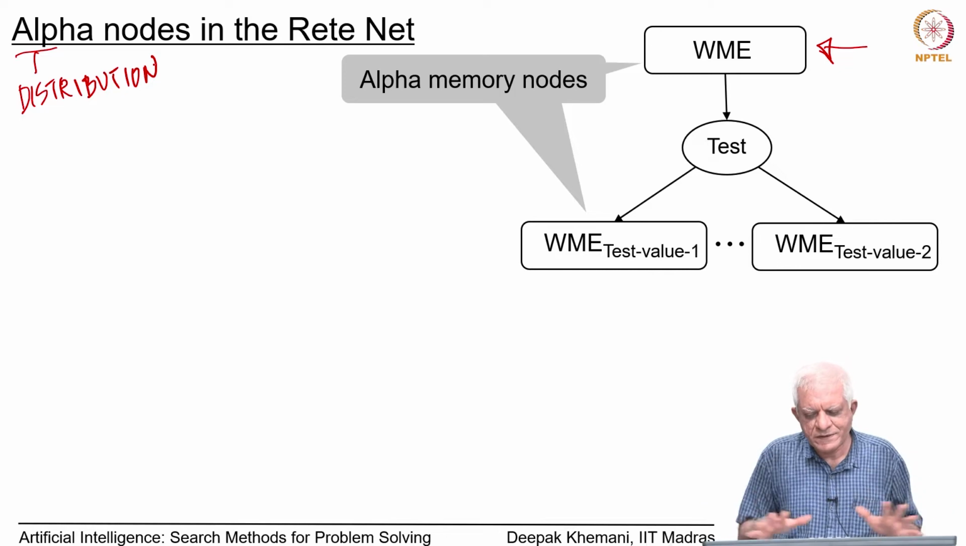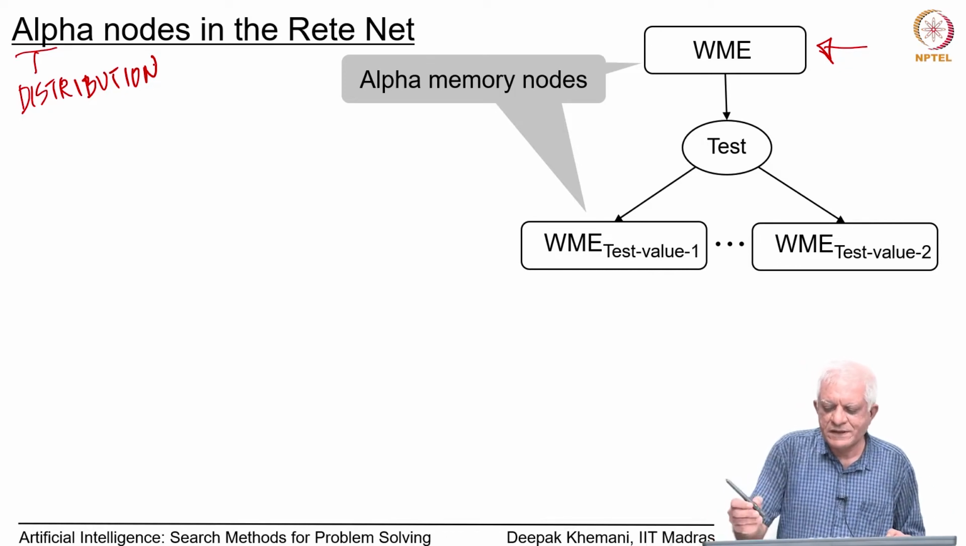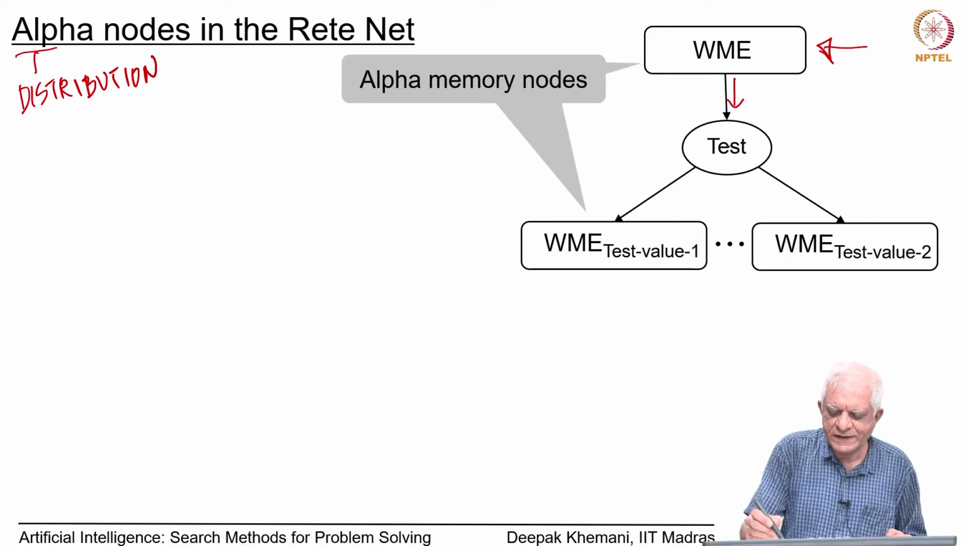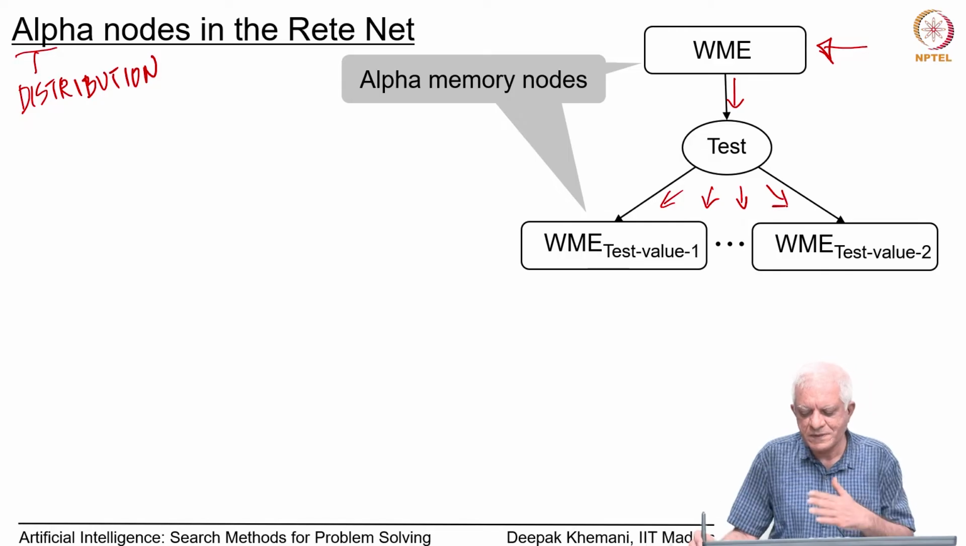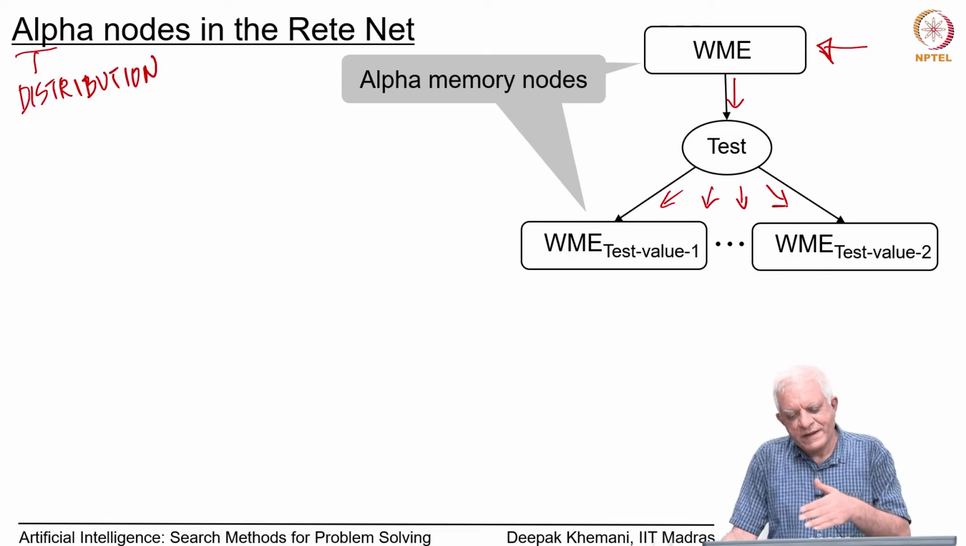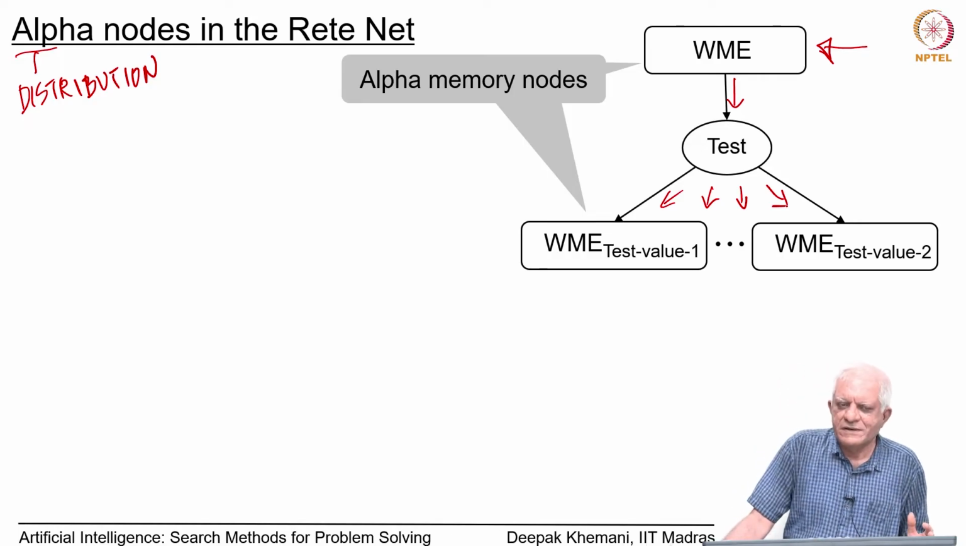It will spread the tokens along different directions, and how will that happen? The working memory comes down, goes and does a test, and based on the value of the test it goes down one of these paths, this one or this one or this one or this one, as the case may be, and it will go and sit in one of these alpha nodes. So, these alpha nodes will actually store the working memory elements. So, the network itself will serve as a working memory essentially.